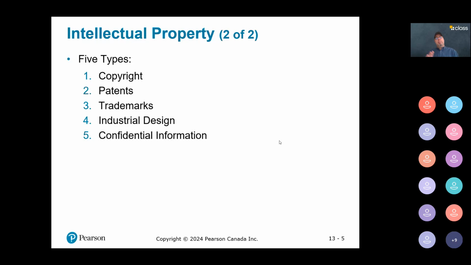Now, remember, by the end of the lecture, I would like you to be able to understand what copyright protects, what patents protect, what trademarks protect, what an industrial design protects. And then the length of protection, whether registration or application or nothing is required. So those are the types of things I would expect you to know by the end of the lecture.